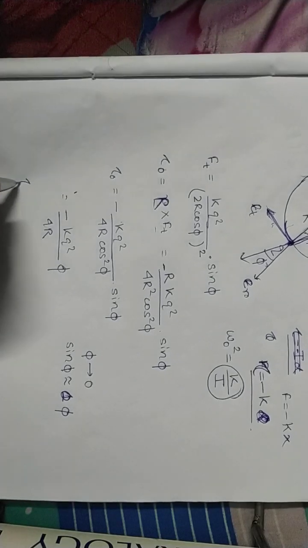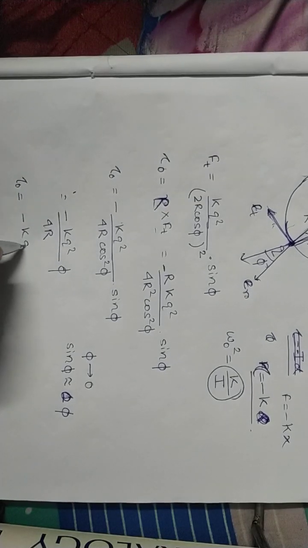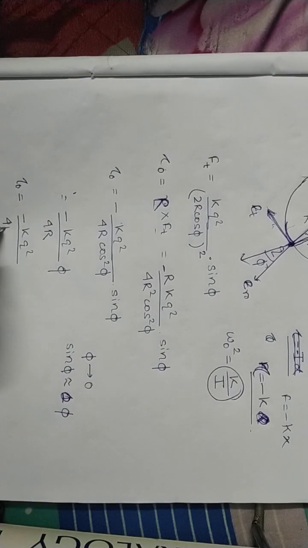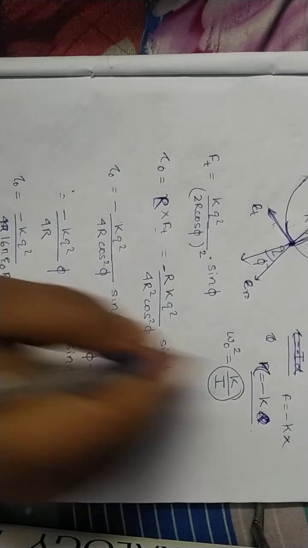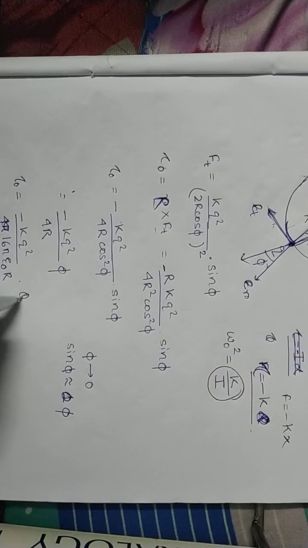We have minus k q square by 4 by 16 pi epsilon naught r. Now we have taken k equal to theta by 2.